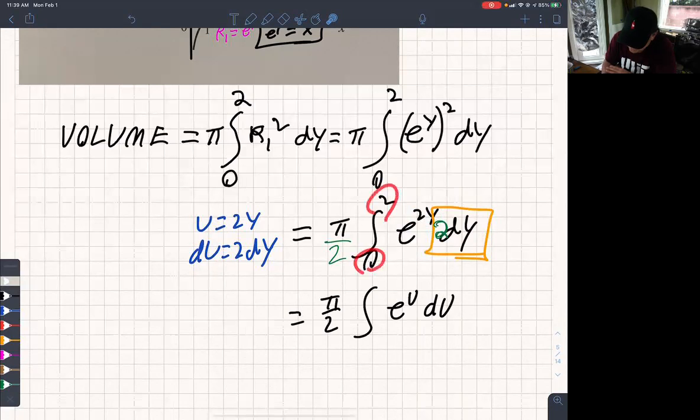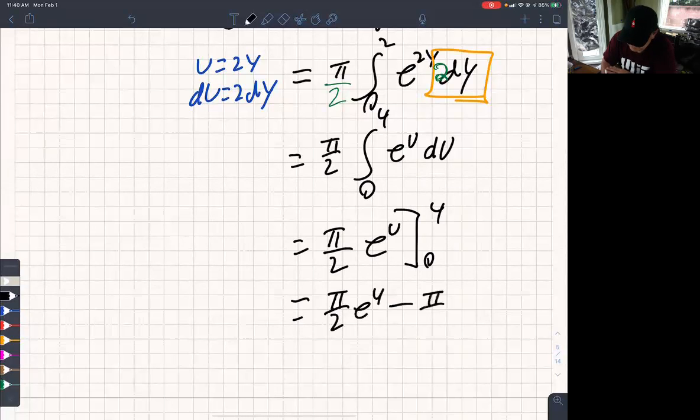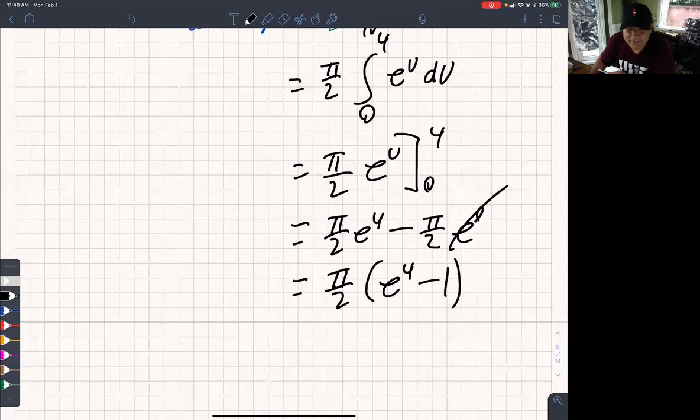This became du, and this became u. But these are y's. I have to change them to u's. So let's do that next. When y is 0, u is still 0. When y is 2, u would be 4. All right, so I'm almost done here. It's pi over 2 times e to the u from 0 to 4, which is e to the 4 minus e to the 0, which is just 1. So we just factor out the pi over 2 and we get pi over 2 times (e to the 4 minus 1). And that is that problem.